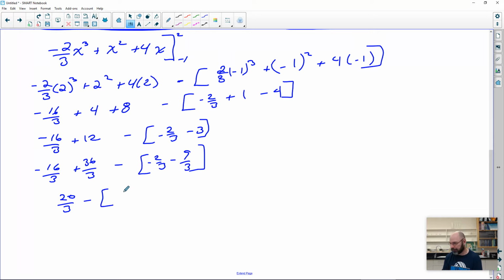negative, negative, what does that work out to be? Let's see if I did this. I forgot the negative out here. I got it right there, but I didn't get it right here. So that's a negative, negative, negative, negative. So that's positive there. So that's 7 over 3 here. And that's negative.